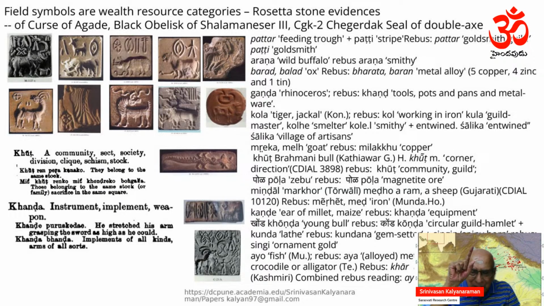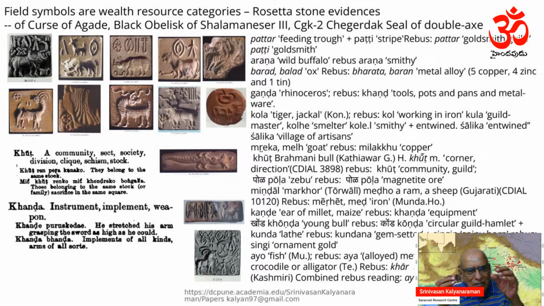Shringi is forward thrusting spiny horn. Singi is ornament gold. Ayo, fish. Similar sounding word, Aya, alloyed metal. And crocodile, Karu, car, Kashmiri blacksmith. Together, crocodile and fish, Ayaskara, alloy metal smith.